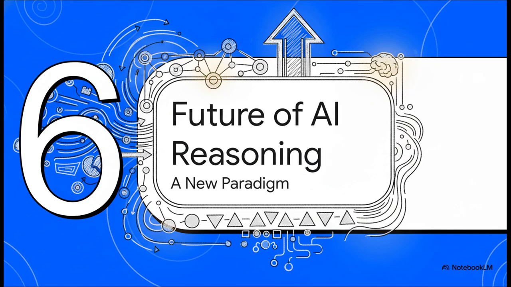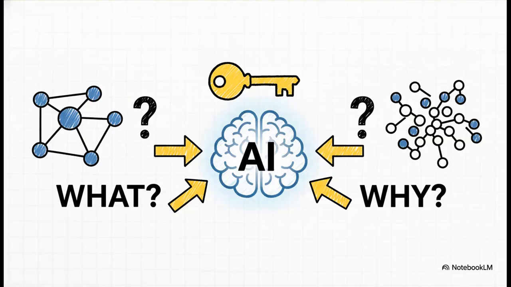This synergy is paving the way for the future of AI reasoning, taking us beyond just matching patterns to something that starts to look a lot more like real comprehension. So, at the end of the day, what we've seen is that synergy is everything. If we want to build truly smart AI, we need systems that don't just know the what, the facts from the knowledge graph, but also understand the why, the context that comes from the vector database.